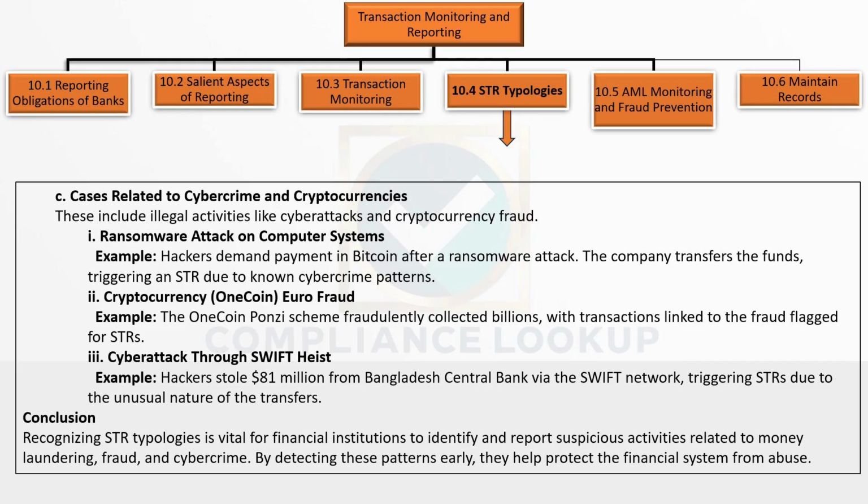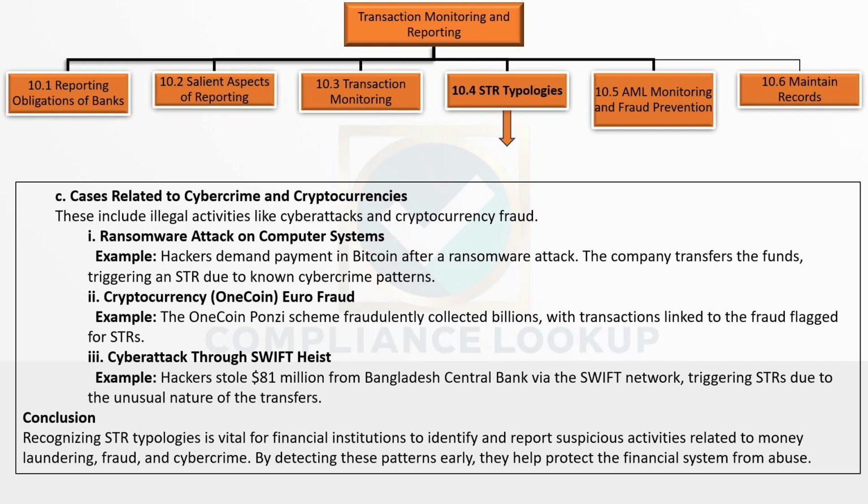Third, cyber attack through SWIFT heist. The SWIFT network is used to transfer international payments between financial institutions. In some high profile cases, cybercriminals have exploited weaknesses in the system to steal funds. Example: in 2016, hackers used the SWIFT network to steal $81 million from the Bangladesh Central Bank. The heist involved malware that intercepted and altered legitimate transfer requests, funneling funds into accounts controlled by the criminals. The unusual nature of the transfers triggered multiple STRs and a subsequent investigation.